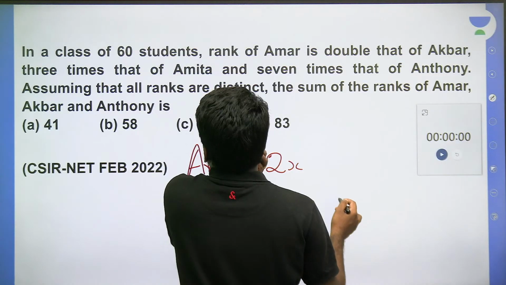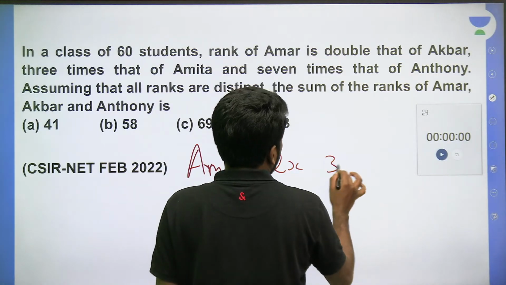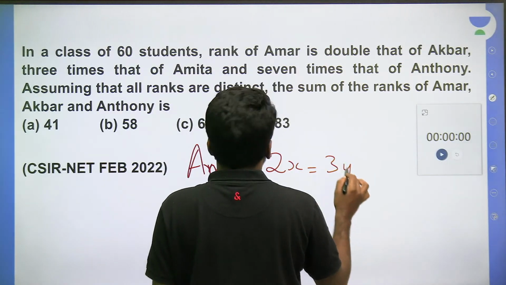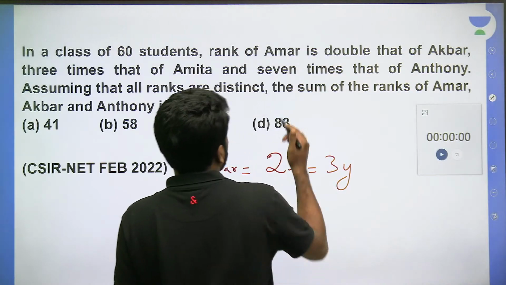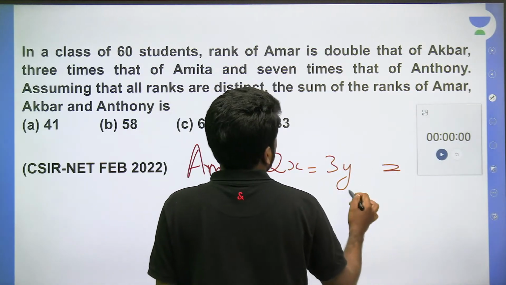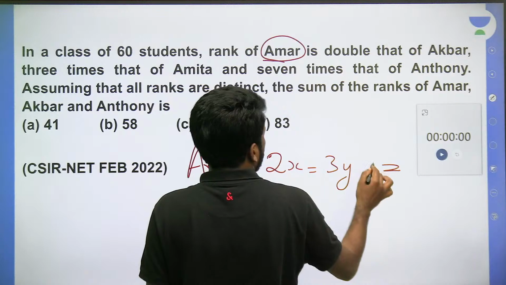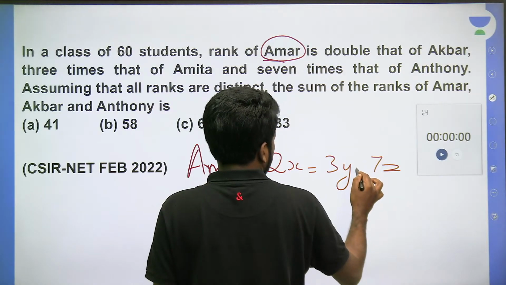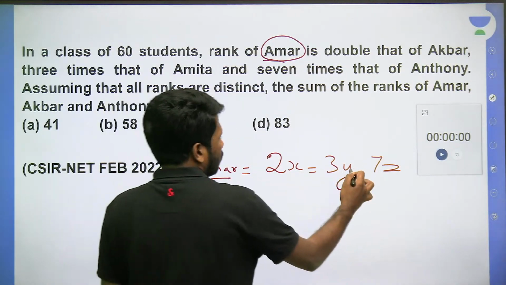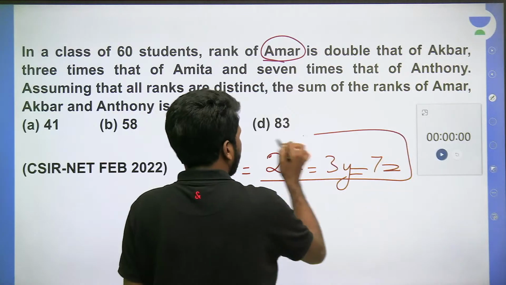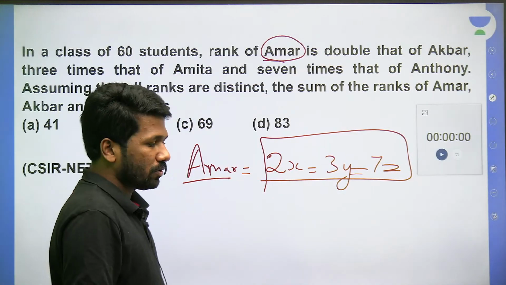And if Amita's rank is y, 3y will be the rank of Amar. And if Anthony's rank is say z, Amar's rank will be 7 times that, that is 7z. These three are all Amar's rank, so obviously these three have to be equal: 2x equal to 3y equal to 7z.